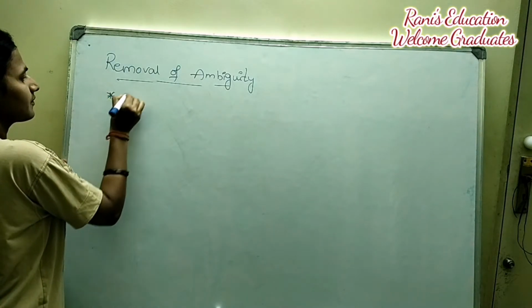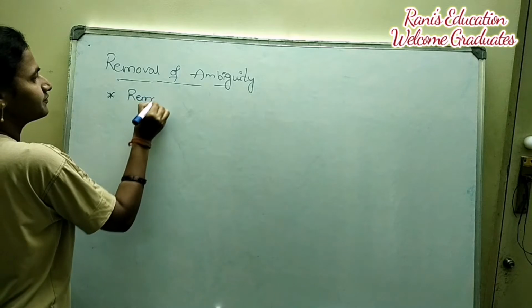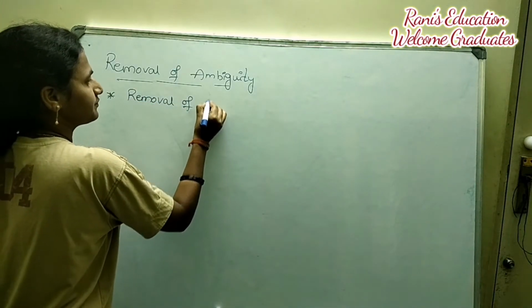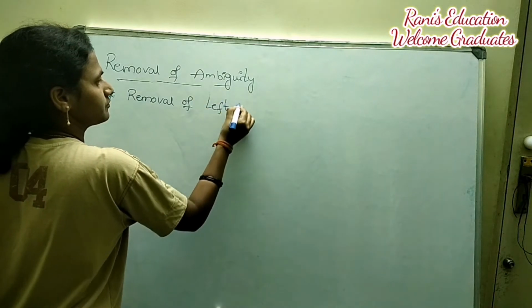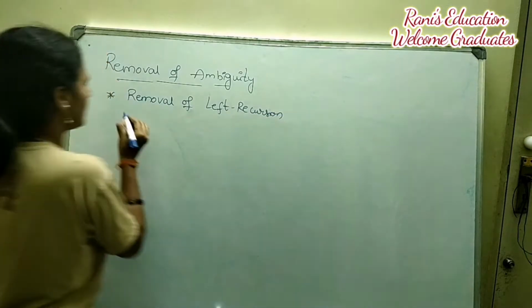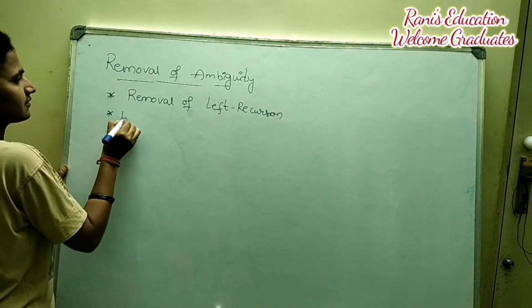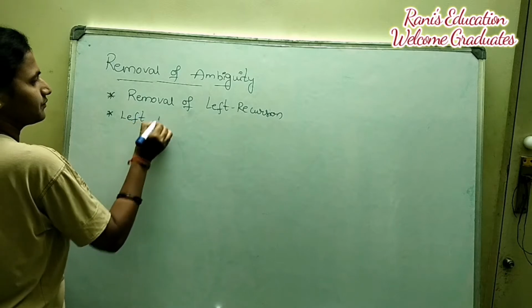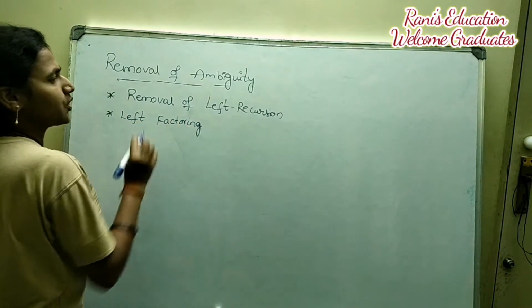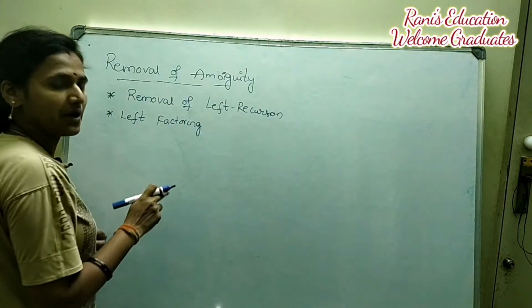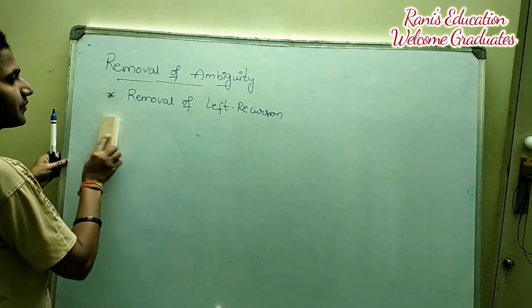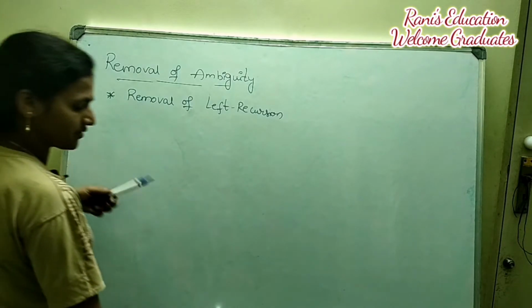One is removal of left recursion, and the second method is left factoring. These are the two methods we are going to take for the removal of ambiguity. Now, let's see one after the other how we are going to remove the ambiguity.